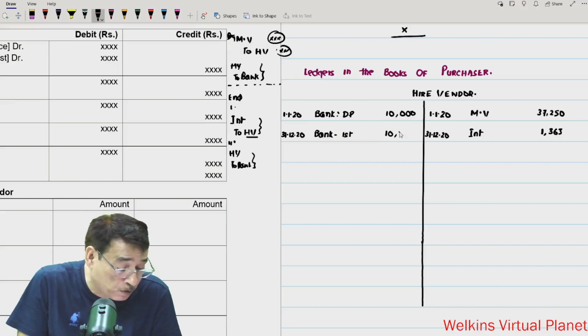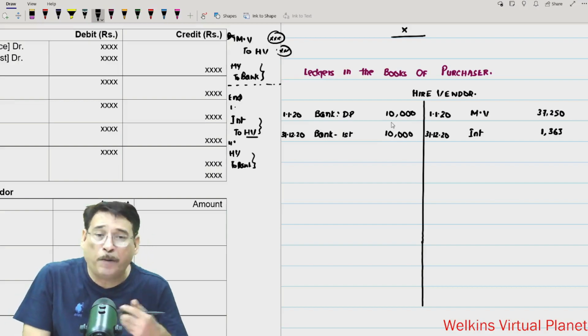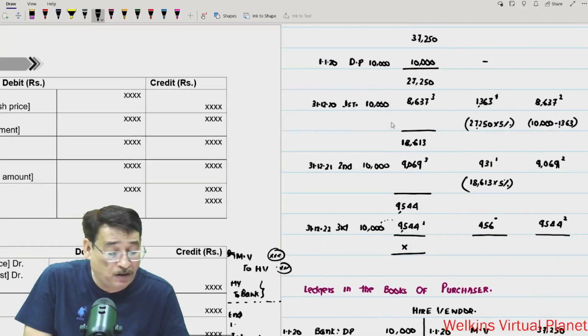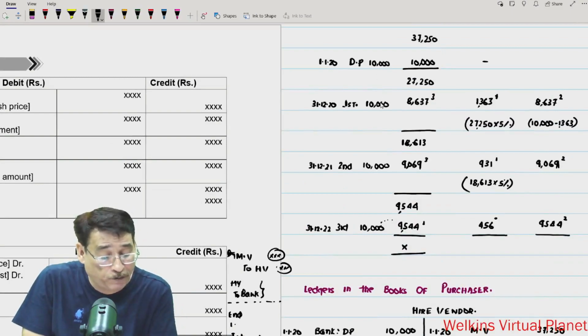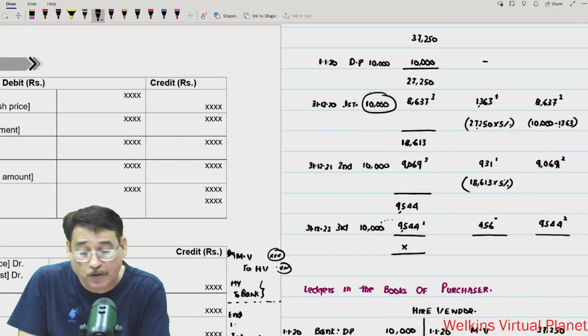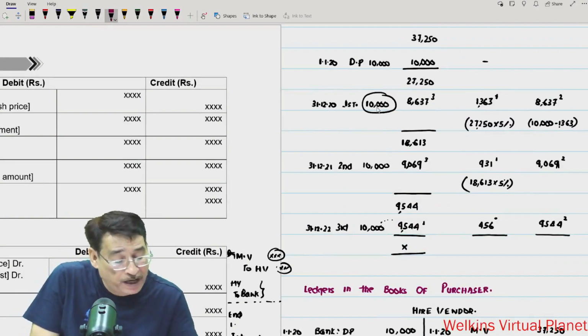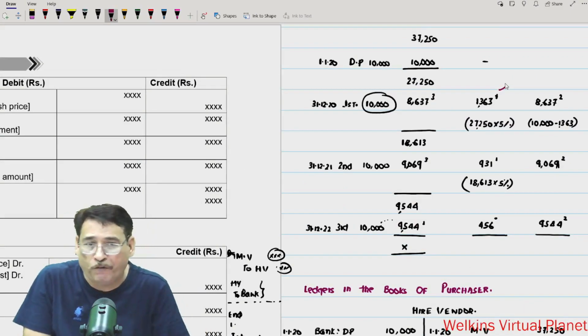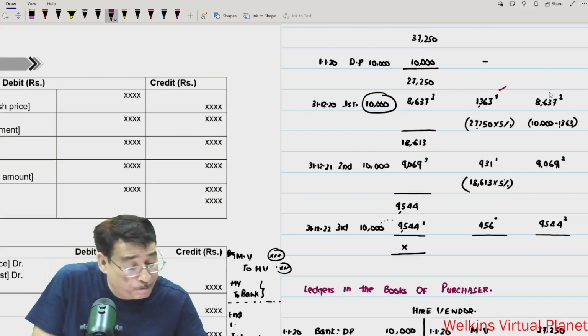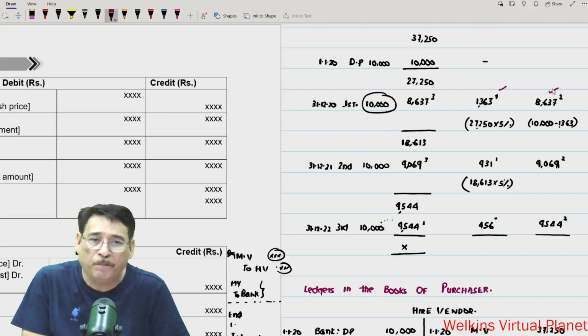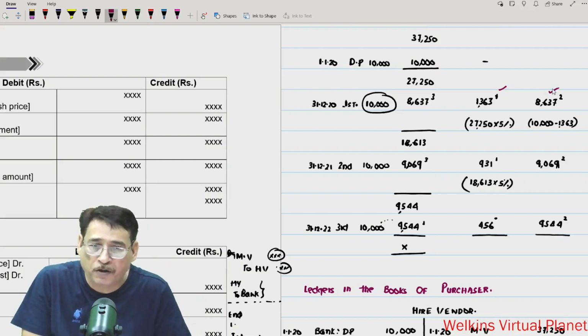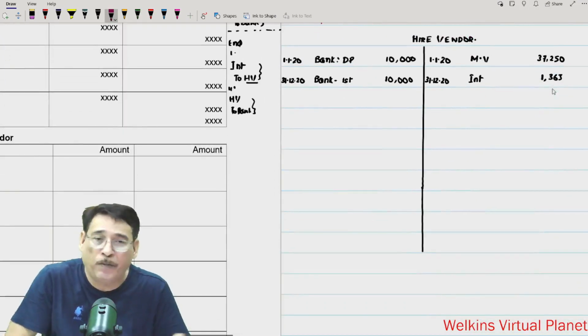What is the amount of the first installment? 10,000. Now try to understand. When I am paying 10,000 rupees in the first installment, that means I have paid interest of 1363 and I have paid 8637. Are you getting my point or not? So that is how the first installment is paid.